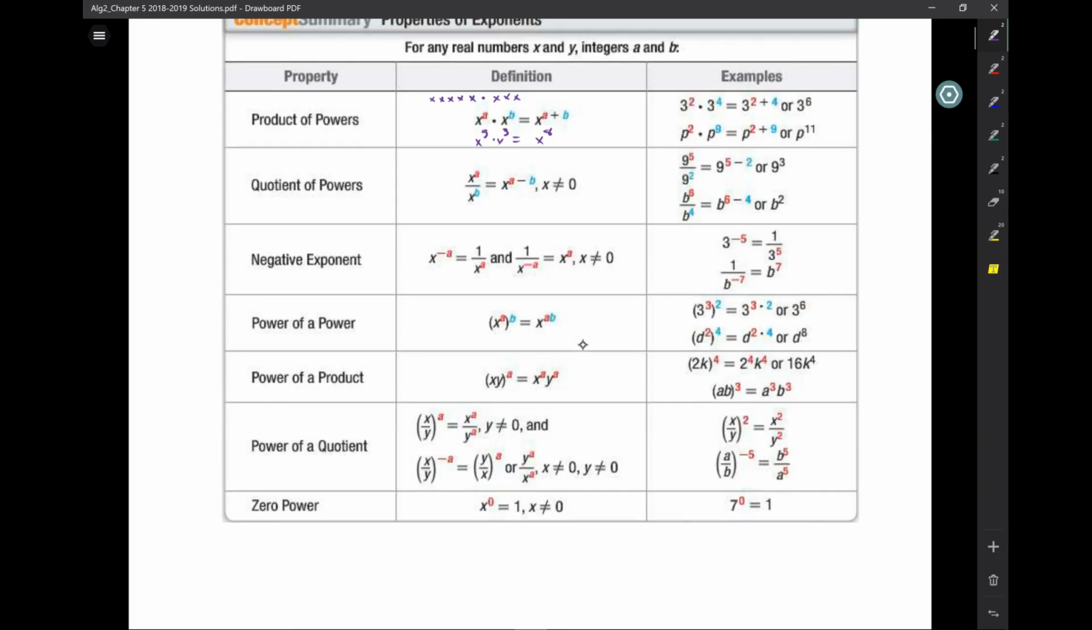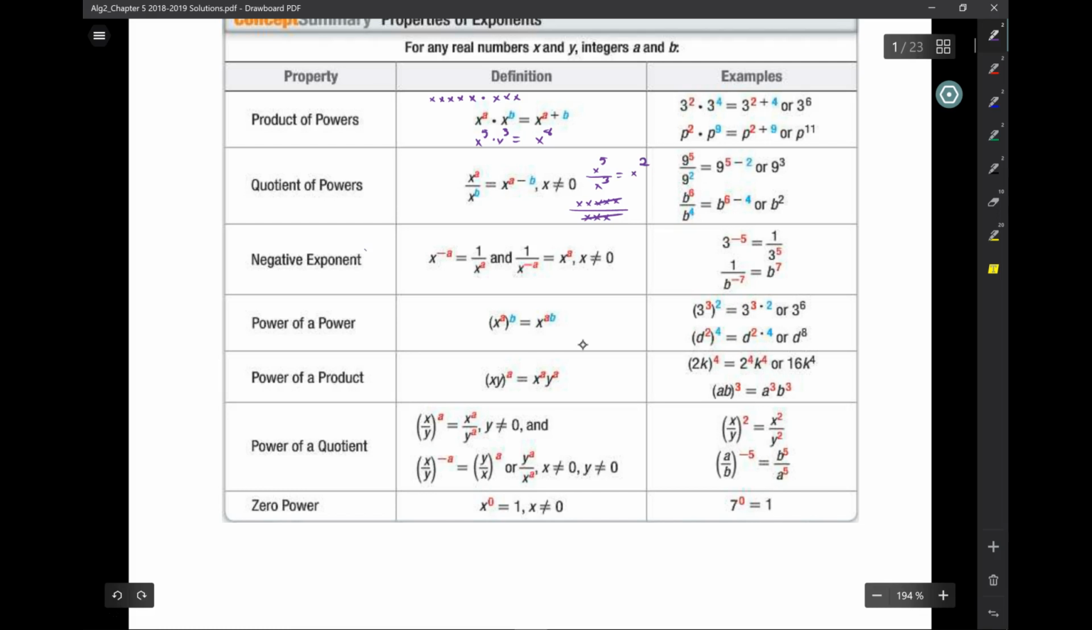All right, so quotient. If I have x to the 5 over x to the 3, right? And so now that's 5 x's over 3 x's, right? How many am I left with? 2, because you subtract, right? So you're going to subtract. So x to the power of 2.